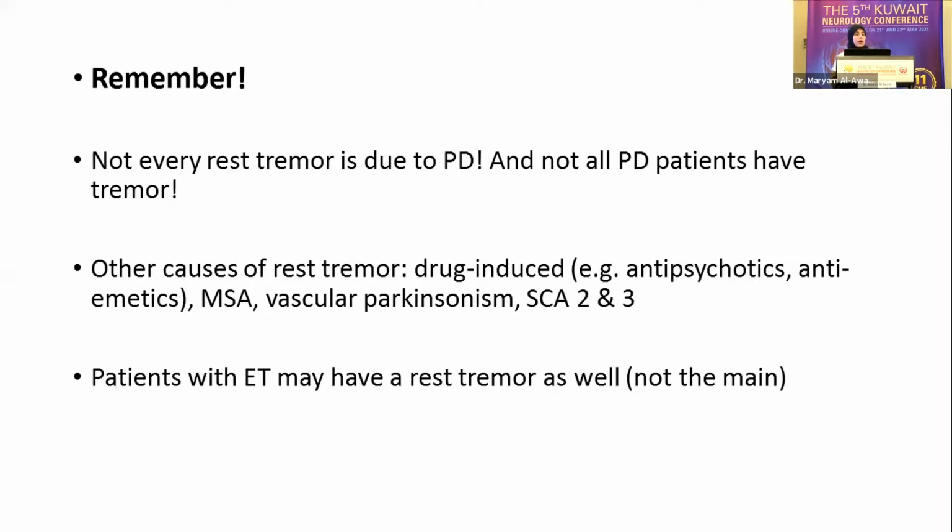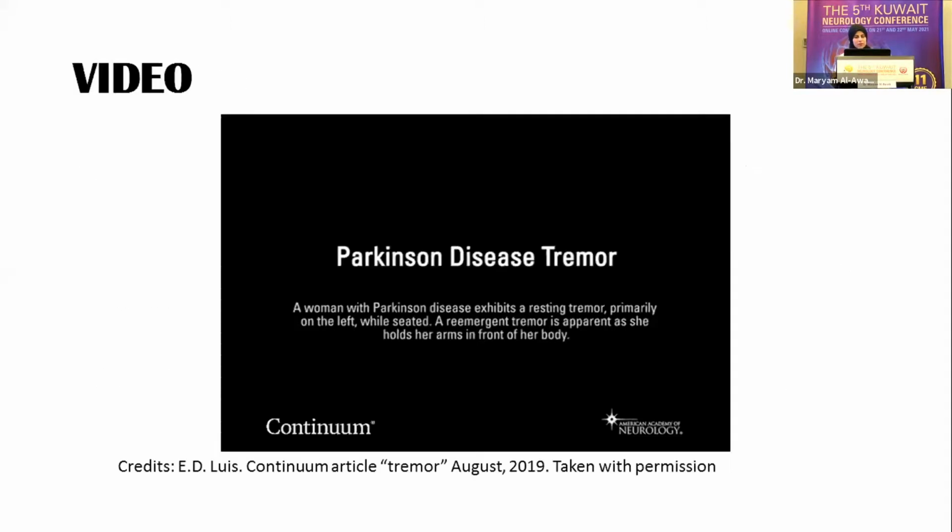Now, always remember that not every rest tremor is due to Parkinson's disease, and not every patient with Parkinson's disease will have tremor. We know that many patients with Parkinson's will not present with a tremor. So other causes of rest tremor include drug-induced, for example, is the patient taking antipsychotics or antiemetics, also other neurodegenerative diseases like MSA, or some types of spinocerebellar ataxia. Patients with ET, importantly, may have a rest tremor component as well, although this is not the main component.